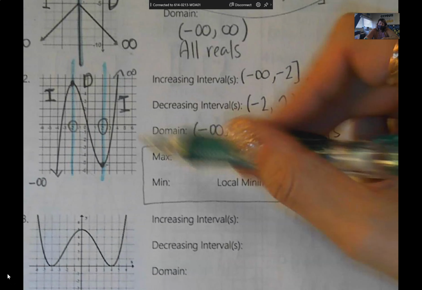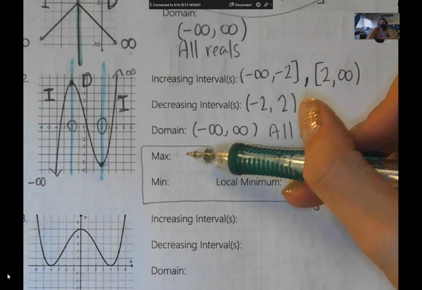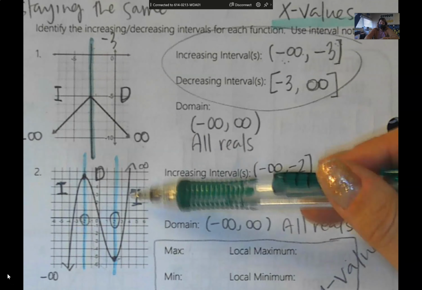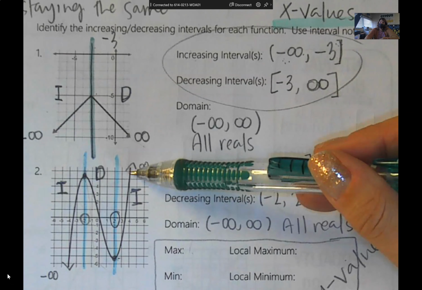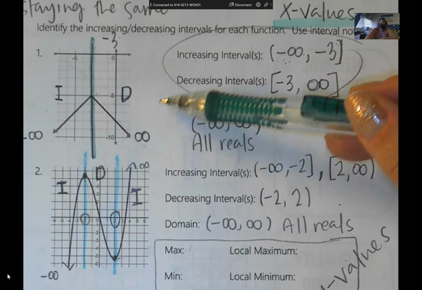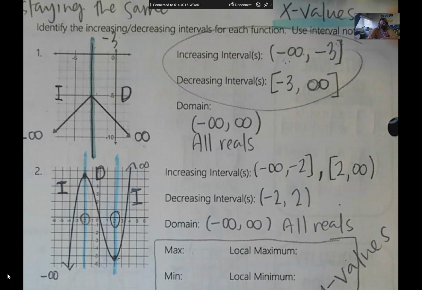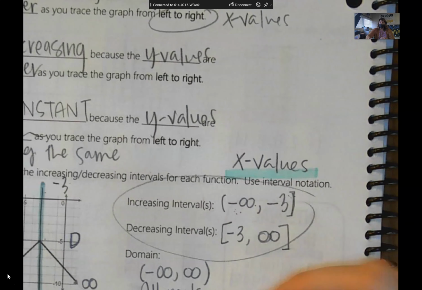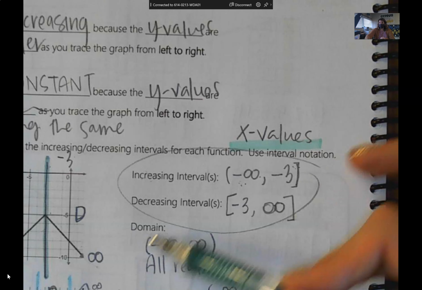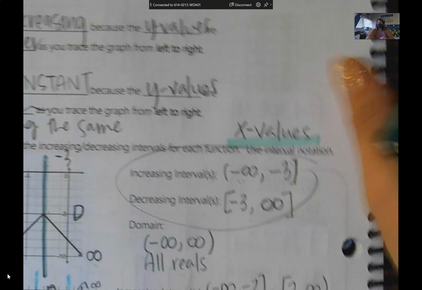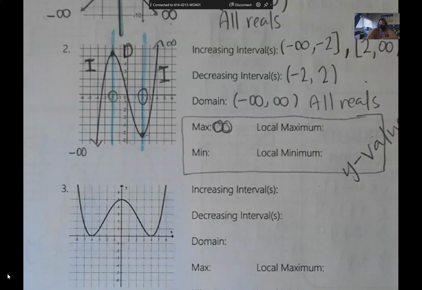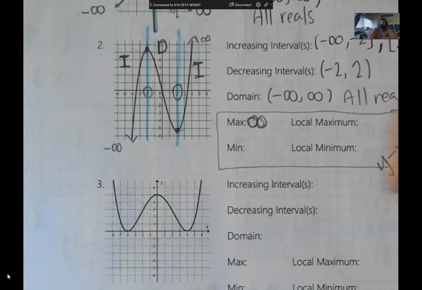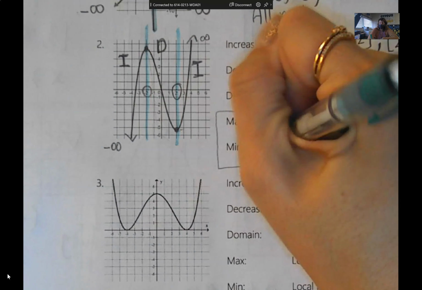So what this means is, how high up on the y will this graph go? Well, I have this arrow that's pointing up. So that means this is going to keep going up to positive infinity on the y. So it's moving up and out. And then I have this arrow pointing down, which means the minimum is negative infinity.